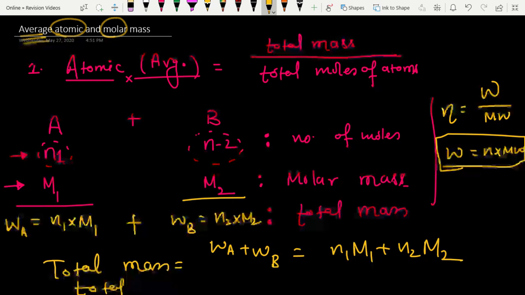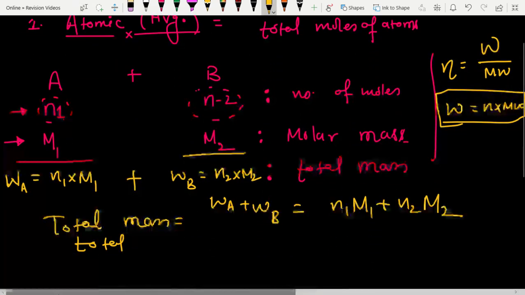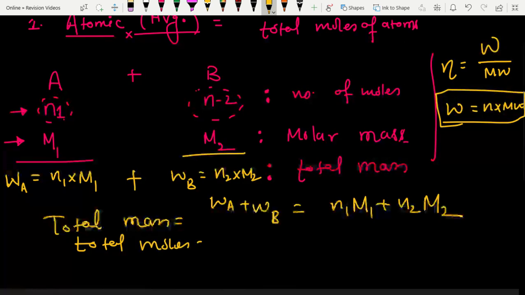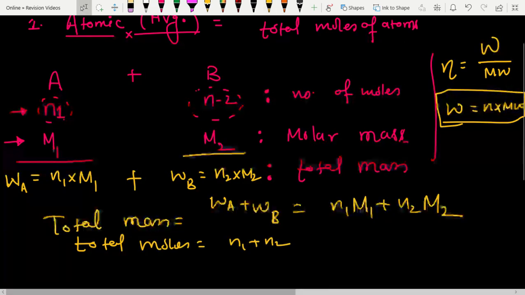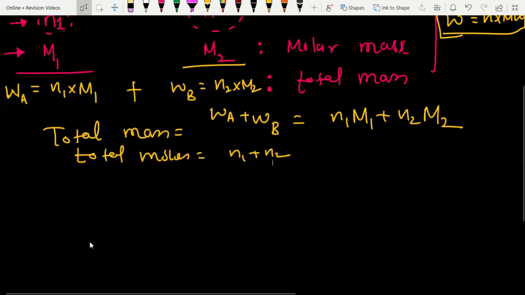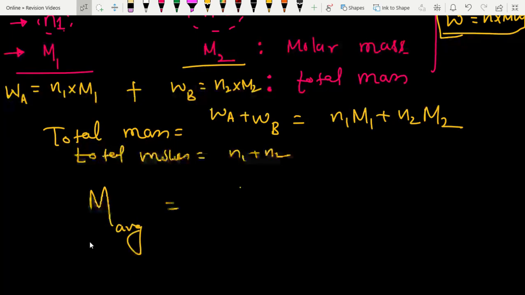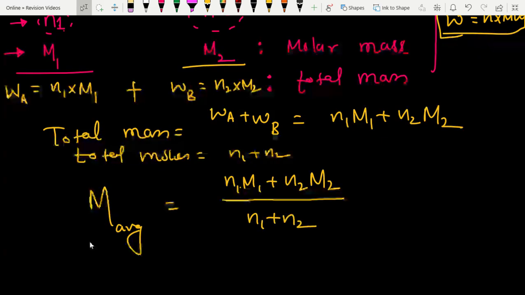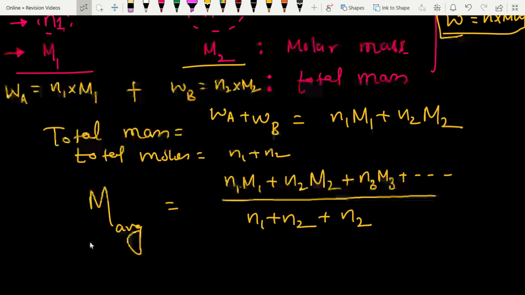And what will be the total moles? The total moles will be equal to N1 plus N2. Based on this, the formula for average molar mass is the total mass, N1 M1 plus N2 M2, upon the total number of moles, N1 plus N2. Now let's assume that you don't have just two samples but a lot of samples in the mixture. Similarly, you can multiply with the number of moles and keep doing this until we cover all the atoms in the given mixture or sample.